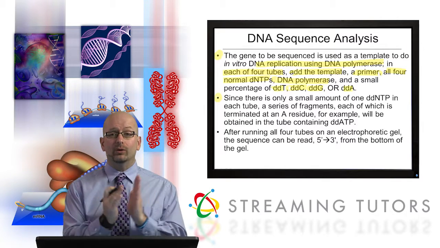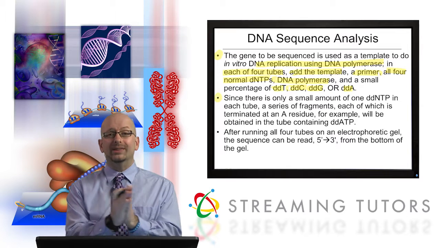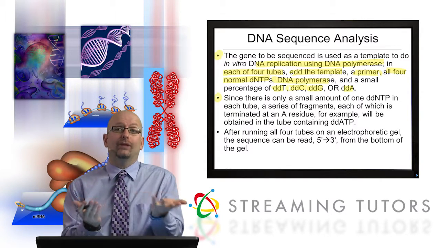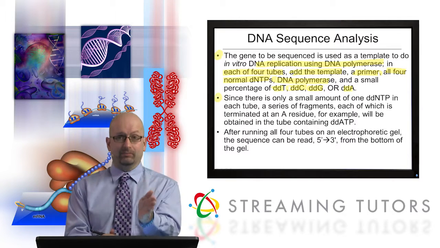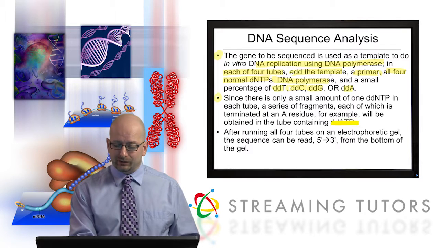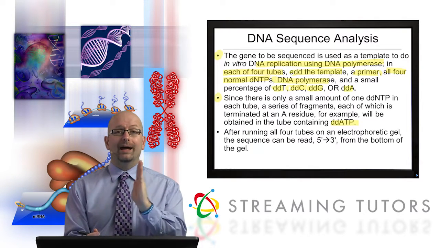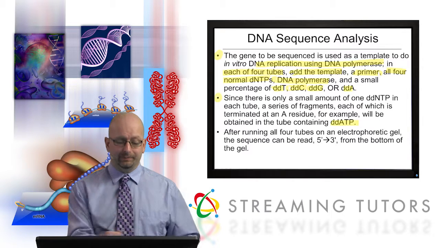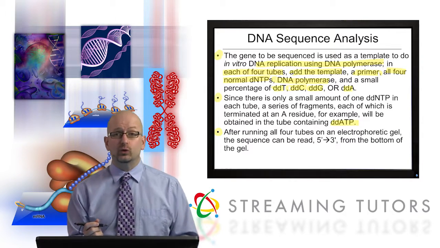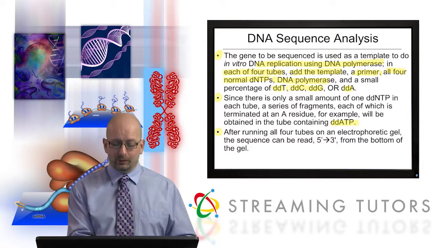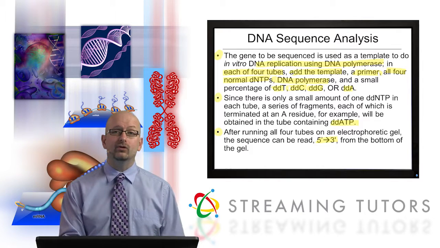So what's going to happen is a series of what we call nested fragments is going to be created, each of which terminates at, say, an A residue, if that's the tube that you're thinking about. So in the tube that has dideoxy ATP in it, you will have a nested bunch of fragments. Each of them ends with A. Then you still keep those 4 tubes separate, run them out on a high resolution electrophoretic gel, and you can literally just read the sequence 5' to 3' from the bottom of the gel.